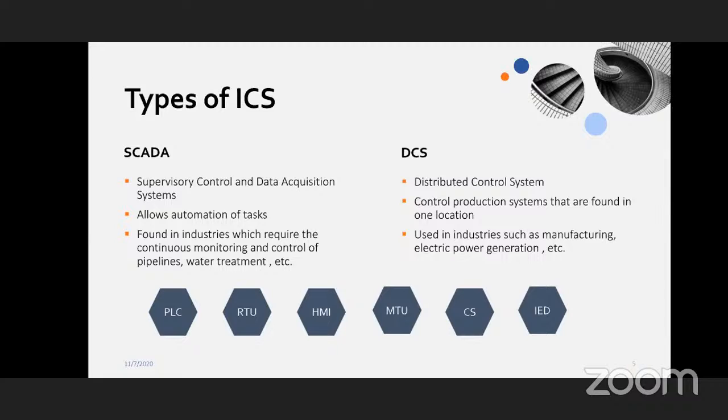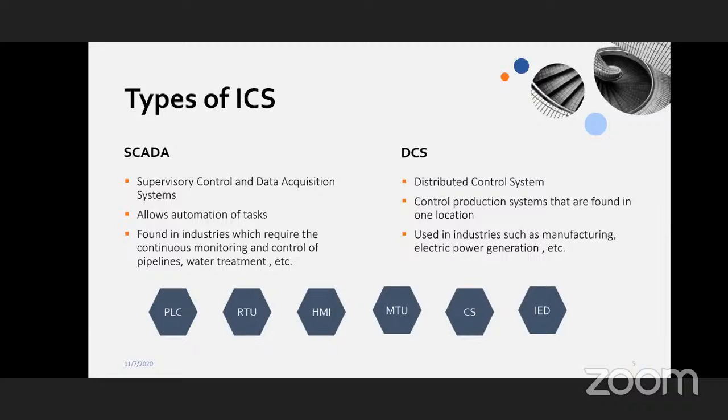HMI is Human Machine Interface, which is basically a graphical user interface that allows interaction between the human operator and the controller hardware. It can also display status information and historical data gathered by the device in the ICS environment.